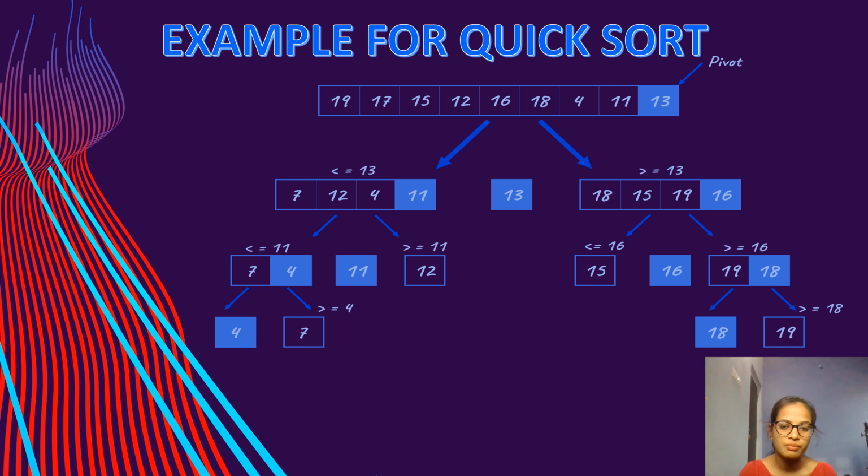The left side of the pivot element is 15, and the right side of the pivot element is 19 and 18. We select 18 as the pivot element. 19 is greater than 18, so we return to the right side of the pivot element.